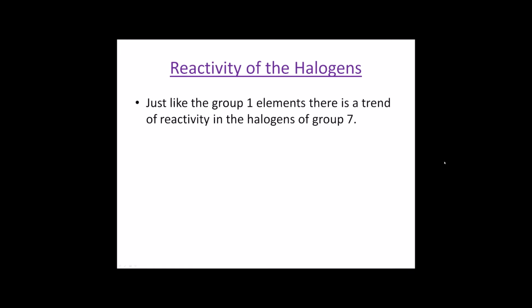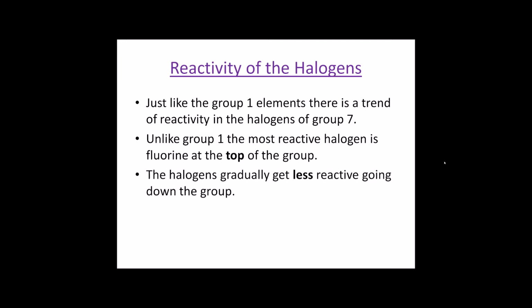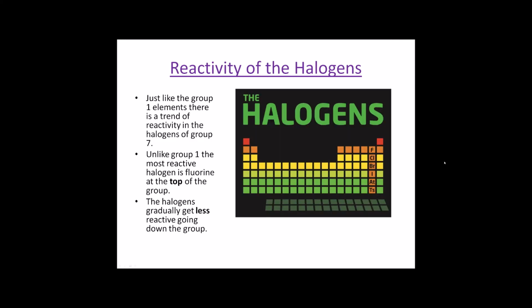Very simple. Just like group 1 elements, there is still a trend of reactivity in the halogens in group 7. It's slightly different though. Unlike in group 1, where the reactivity increases as we go down, in group 7, the most reactive halogen is fluorine, which is at the top of the group. And the halogens gradually get less reactive as we go down the group. So it's the opposite way around from group 1. And you can think about this, they're on opposite sides of the periodic table, therefore their reactivities are different.